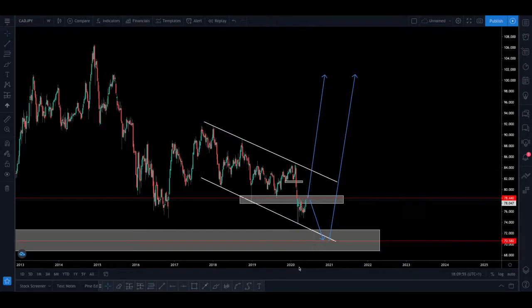And yeah, that sort of sums up the video, and I hope you have taken any trade ideas from this top-down analysis on CADJPY, all the way from the monthly time frame right down to the 15-minute time frame.